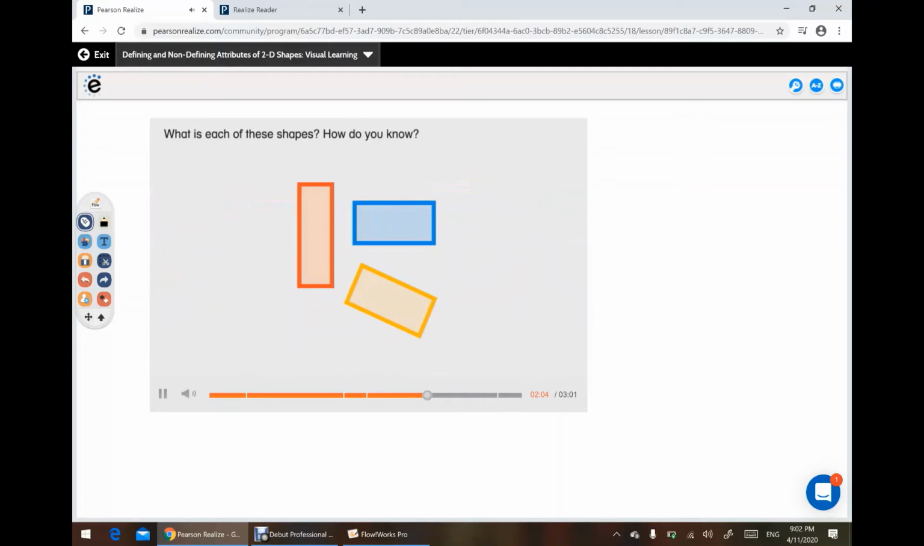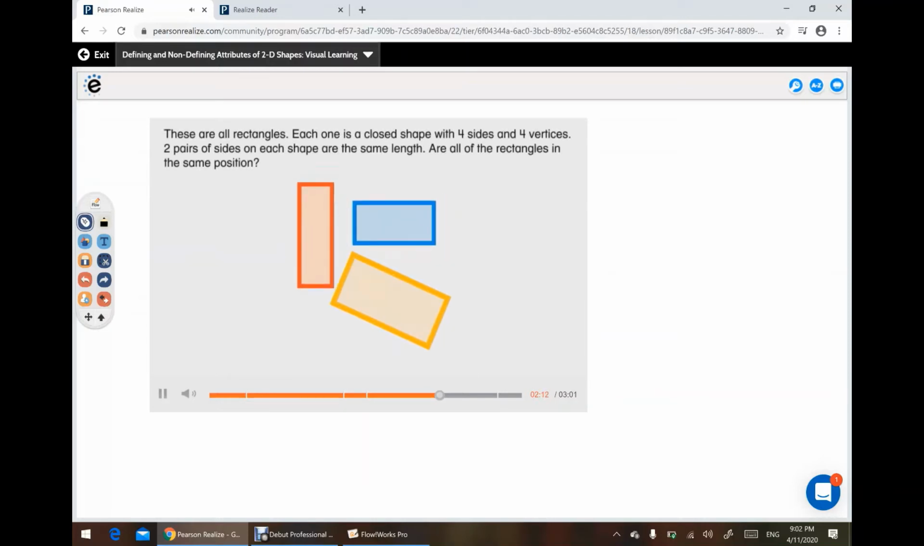What is each of these shapes? How do you know? Now we know that all these shapes are rectangles. They have 4 sides and 4 vertices, right? These are all rectangles. Each one is a closed shape with 4 sides and 4 vertices. 2 pairs of sides on each shape are the same length.